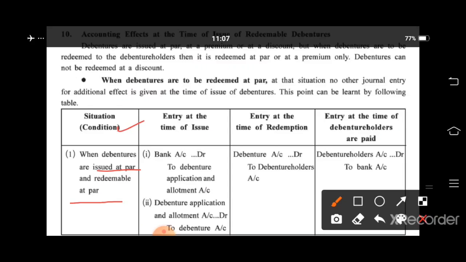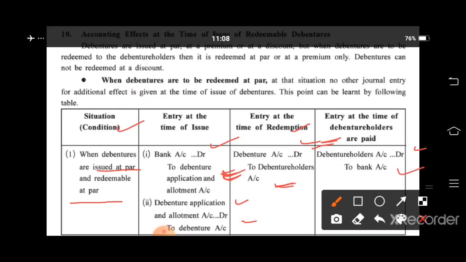Entry at the time of issue: bank account debited to debenture application and allotment account. Full money we call at the time of application. Second entry: debenture application and allotment account debited to debenture account. Entry at the time of redemption: debenture account debited to debenture holder account. Last entry, when debenture holders are paid: debenture holder account debited to bank account. These entries are similar in all sums.